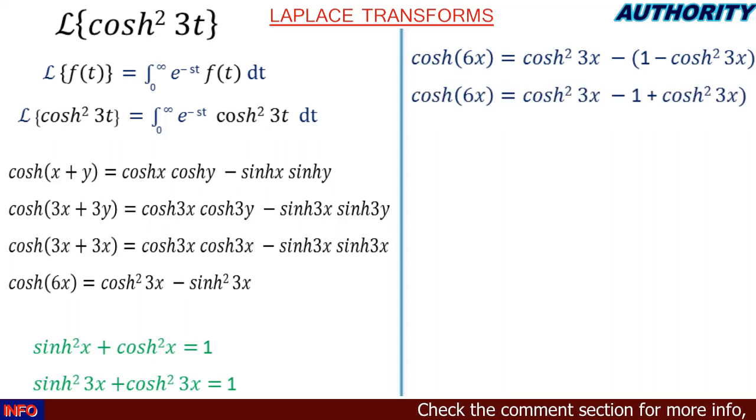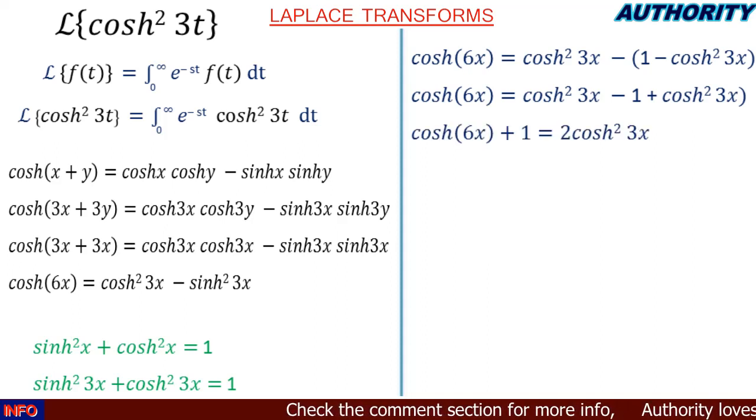We are going to have cosh squared 3x minus cosh squared 3x plus 1. Adding the cosh squared 3x terms together is going to give you 2 cosh squared 3x. We take the 1 to the other side. We are going to have cosh 6x plus 1 is equal to 2 cosh squared 3x.